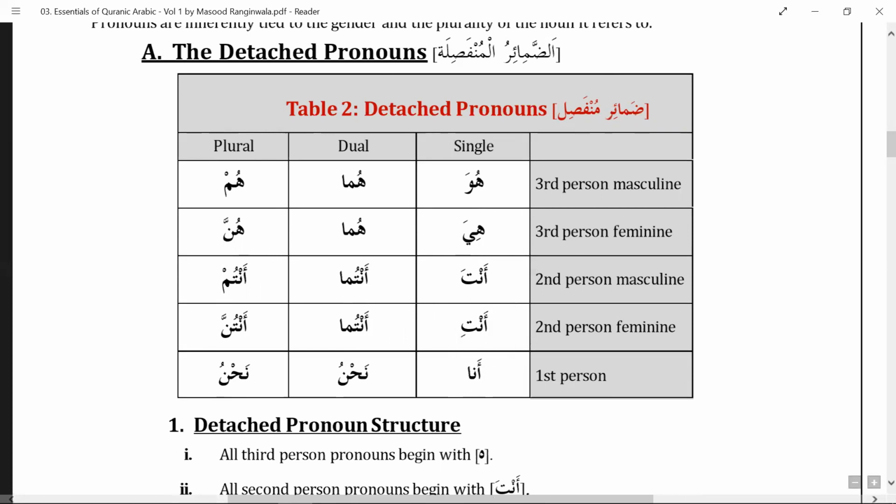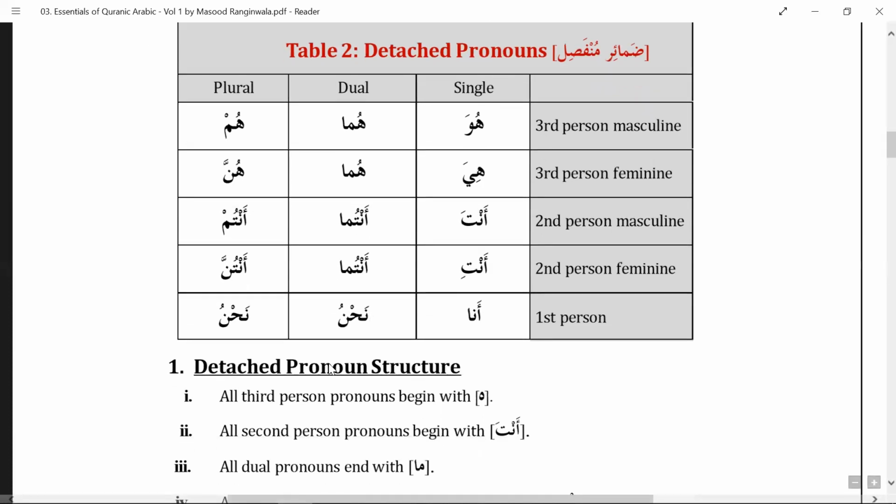So anti, you, feminine. Antuma, both of you if both are girls. Antunna, all of you if each one is feminine. If even one masculine is there, you have to use antum, which is mix. Ana is I, nahnu is we. So I, whether masculine or feminine, it's always I. There is no I masculine, I feminine.